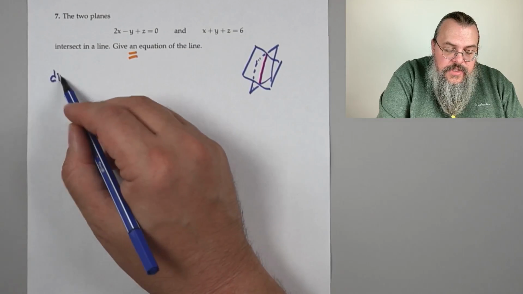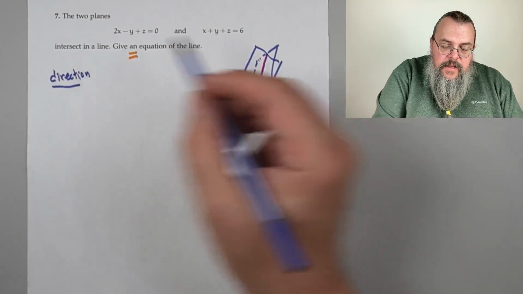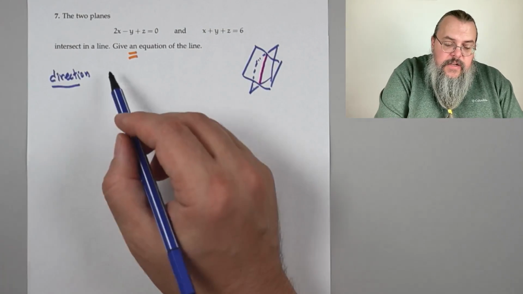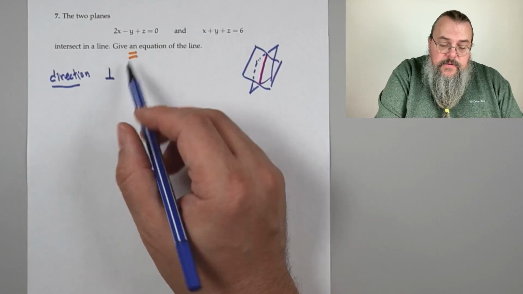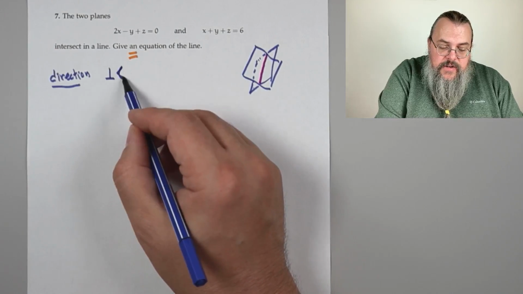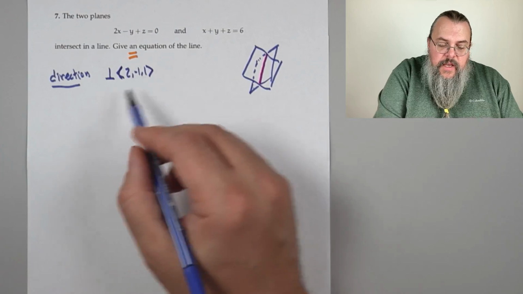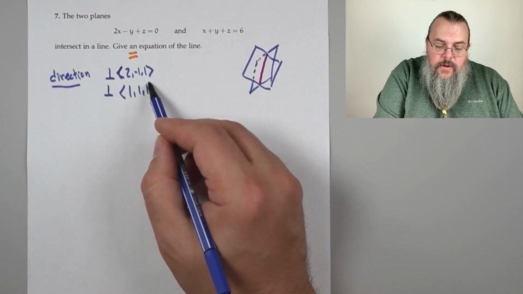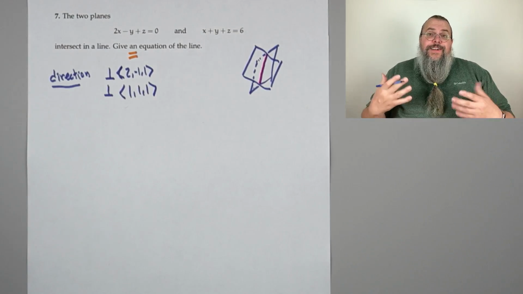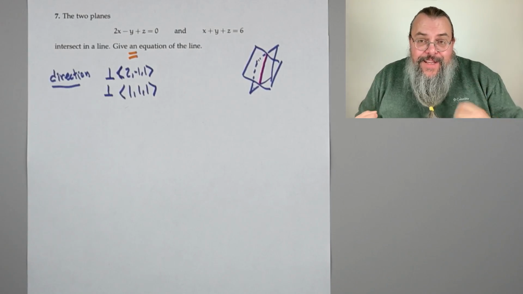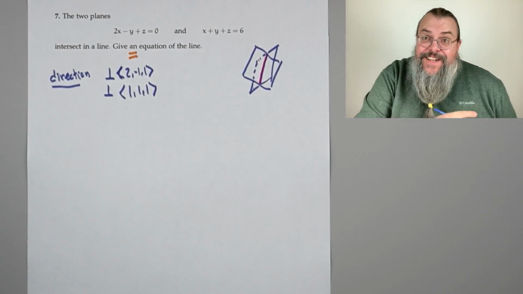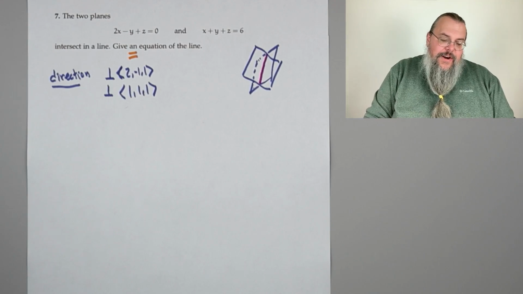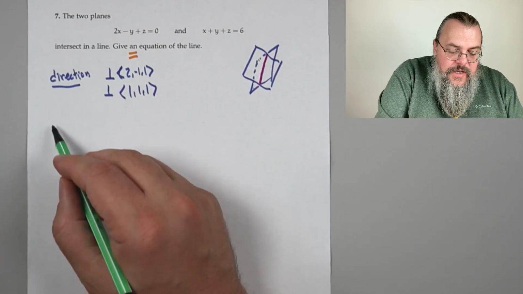So for the direction, I say, well, it's a line that's in the first plane, and it's a line that's in the second plane. So I need to be perpendicular to the normal vector of the first plane, the vector 2, minus 1, 1. And I need to be perpendicular to the normal vector of the second plane, 1, 1, 1. Well, how can I find something perpendicular to two things simultaneously? Cross product. So this is what I think they wanted you to do. Take a cross product. All right, good. Let's just do that.